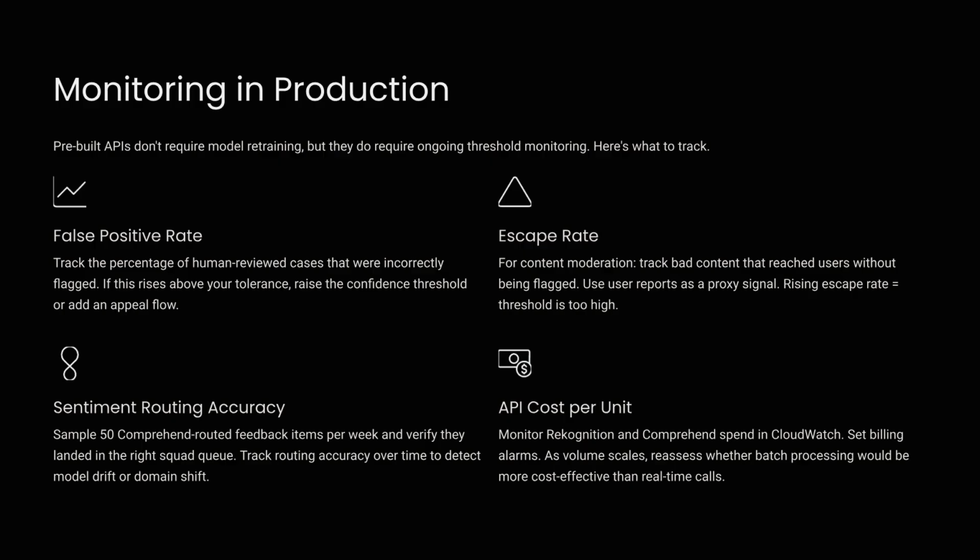Ongoing monitoring is essential. Track the false positive rate to ensure incorrect flagging remains acceptable. For moderation, monitor the escape rate of bad content. Verify sentiment routing accuracy weekly, and keep an eye on API cost per unit, setting billing alarms.